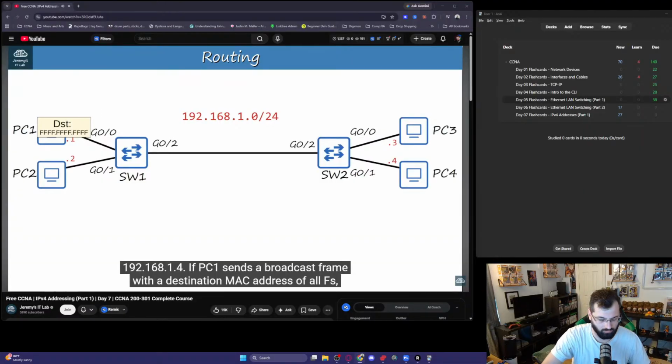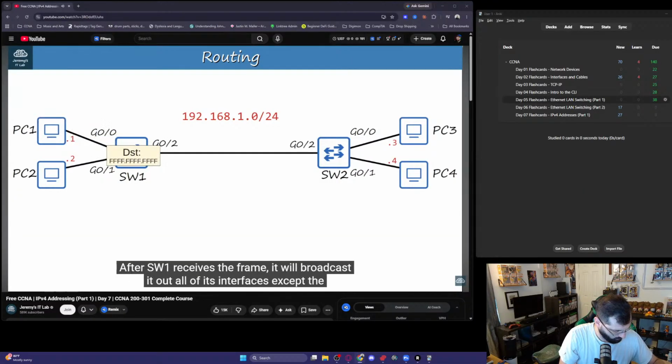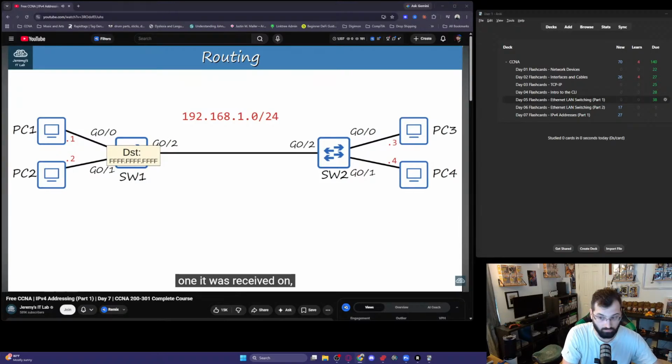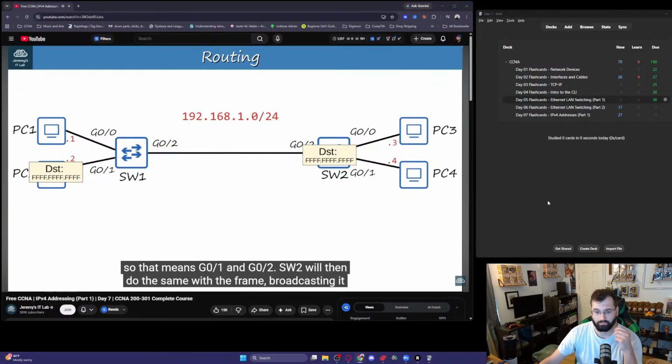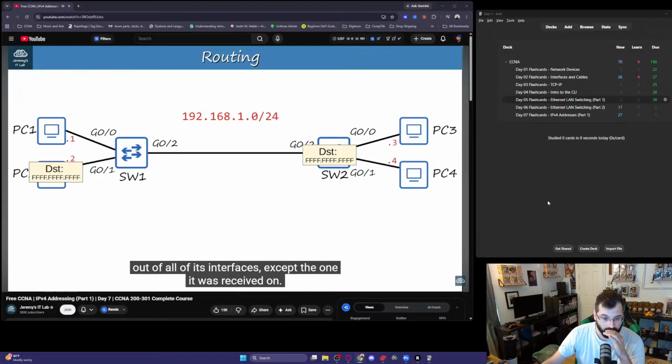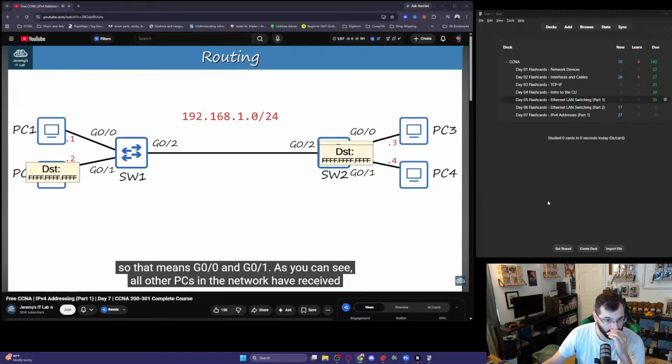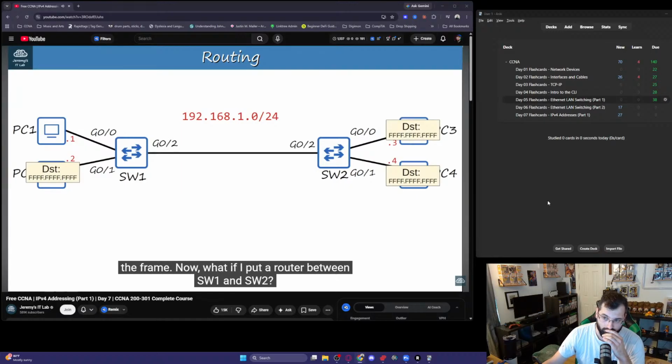If PC1 sends a broadcast frame with a destination MAC address of all Fs, after switch 1 receives the frame, it will broadcast it out all of its interfaces except the one it was received on. So that means G01 and G02. Switch 2 will then do the same with the frame, broadcasting it out of all of its interfaces except the one it was received on. So that means G00 and G01. As you can see, all other PCs in the network have received the frame.